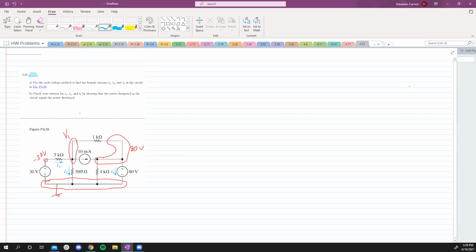Since we already have these currents labeled, we're going to call this current I4, and we call this one I6. We could label a variable for this current, but we already know it, so there's no need. Let me go ahead and write the KCL. We have I1 equals I4 plus I2 plus 10 milliamp.